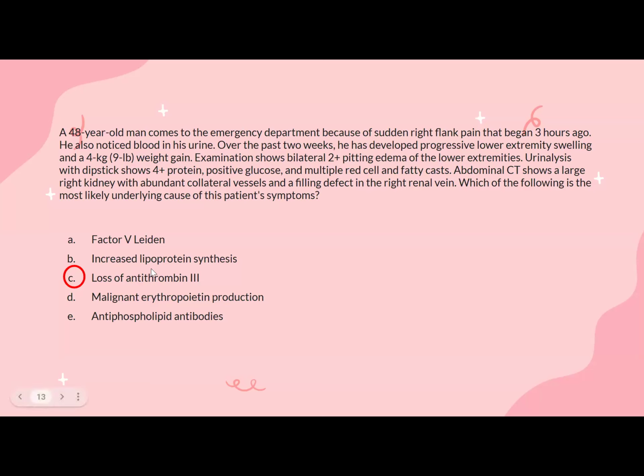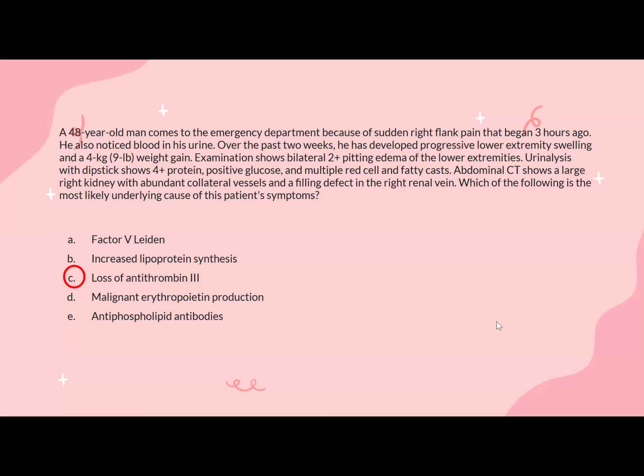Now, why are we not saying, for instance, increased lipoprotein synthesis, and why is it loss of antithrombin 3? The fact that there is a filling defect in the right renal vein should immediately tell you that there's some sort of a thrombosis, right? And a thrombosis would occur because of a loss of antithrombin 3, as I mentioned earlier. So really, the most important thing here is to know that the underlying cause for all of this is the nephrotic syndrome, and what part of nephrotic is giving you the presentation in this patient is the loss of antithrombin 3, which is giving us a thrombosis in the right renal vein.